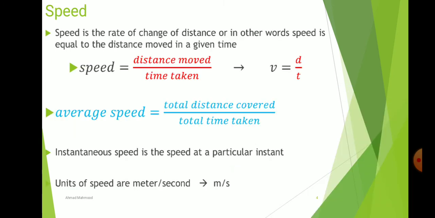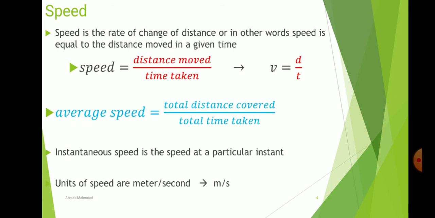Then we have speed. Speed is the rate of change of distance. Speed is also a scalar quantity, right? The formula is the distance moved over time taken. v is equal to d over t. Average speed is the total distance covered by the object divided by the total time. This will give us the average speed.